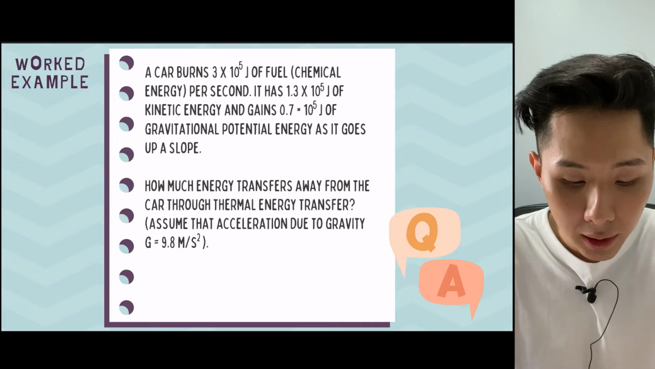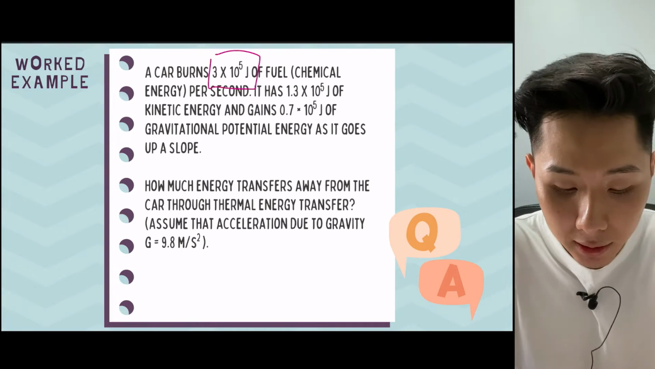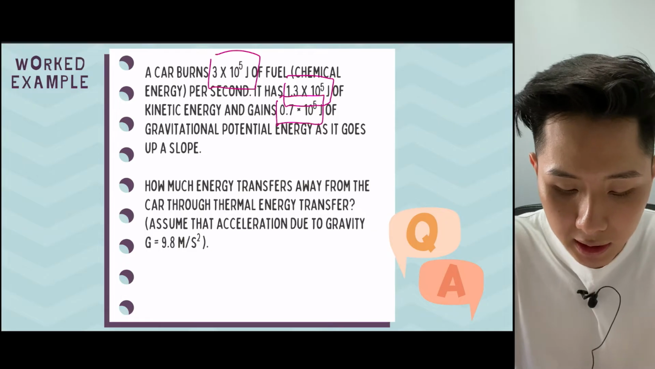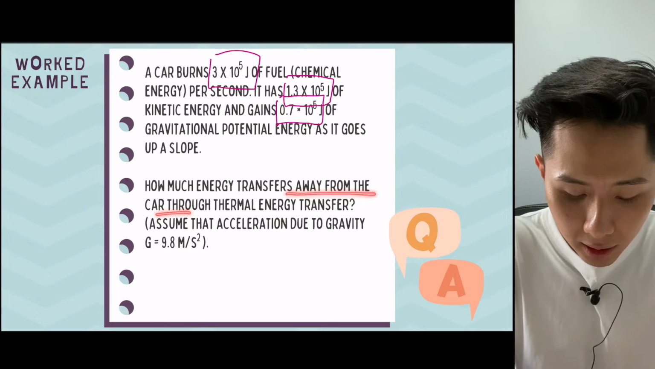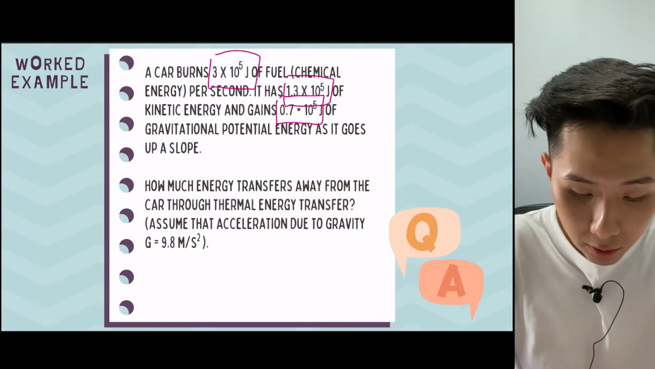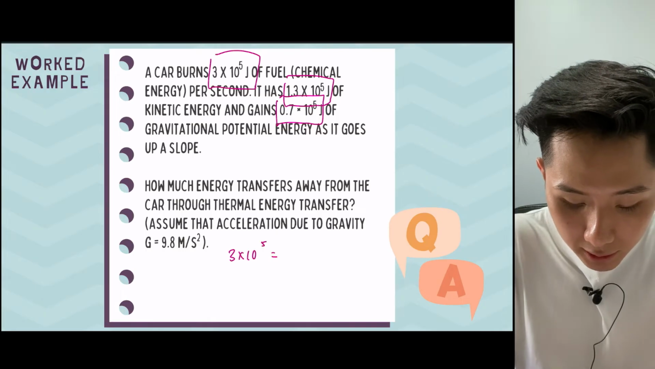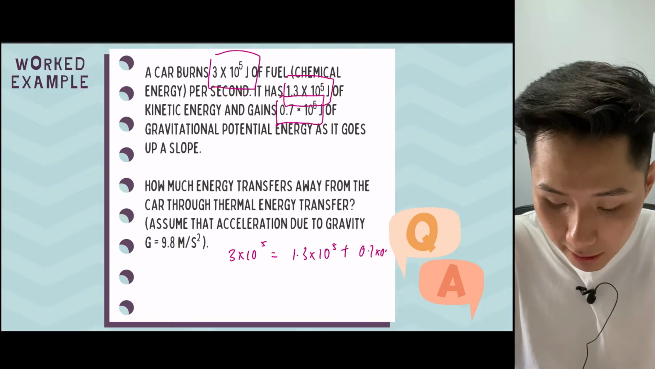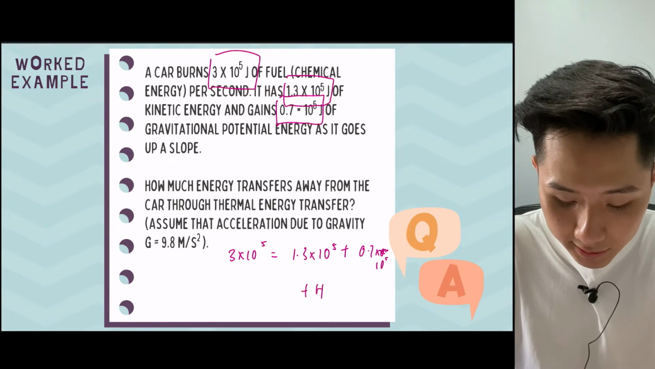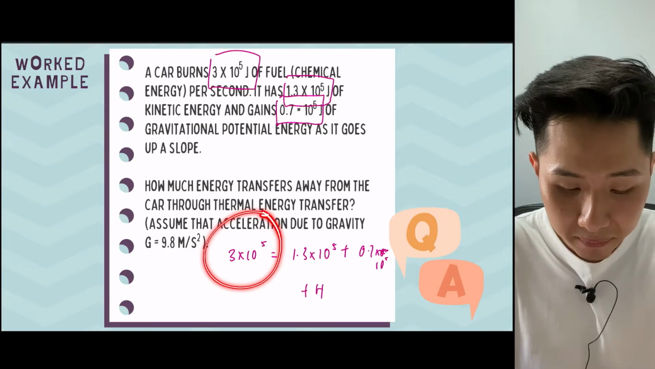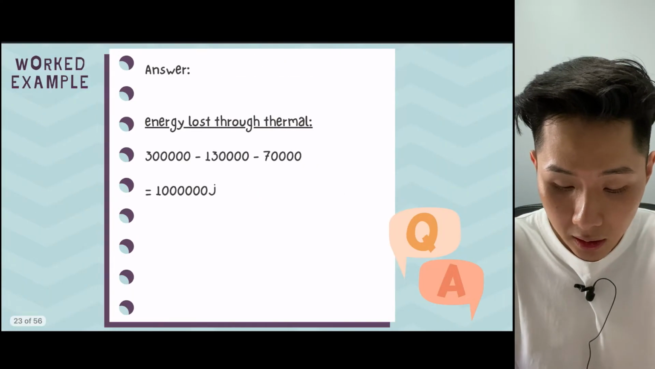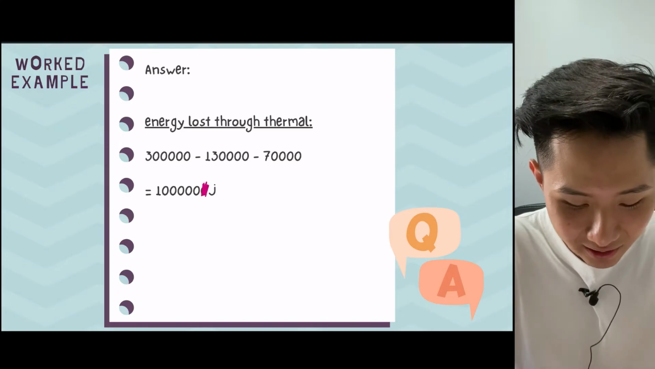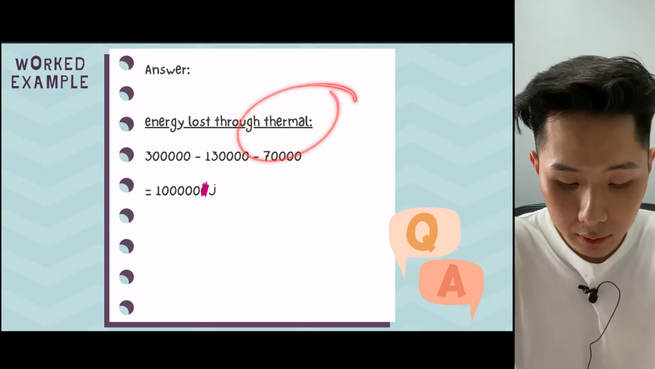So let's look into this book example. A car burns 3 times 10 to the power of 5 joules of fuel per second. So that's chemical energy. And it has this amount of kinetic energy and this amount of G.P.E. And how much energy is transferred away from the car through thermal energy? So this is very simple. We know that what is being provided, 3 times 10 to the power of 5, is equal to the kinetic plus the G.P.E, which is 0.7 times 10 to the power of 5, and therefore plus heat. So in order to find heat, we just have to use the energy provided minus kinetic and minus G.P.E, which will get this answer here. All right, so I believe we have one more zero here. Sorry for the typo. So 100,000 joules is lost through thermal energy.